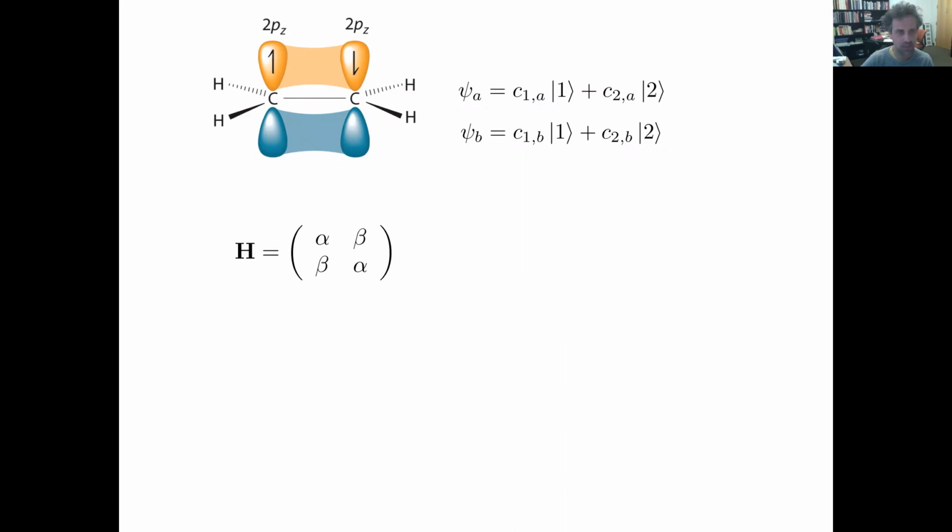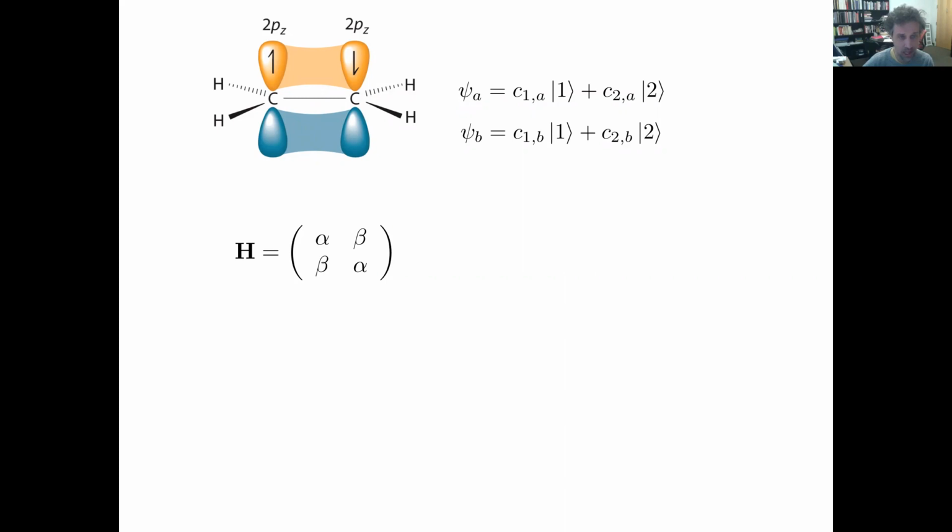So here is the Hamiltonian matrix. Once again, it has alphas and betas. And these alphas and betas are part of the Huckel approximation. This is important to understand. So we have made already at this level the Huckel approximation for pi conjugated systems.